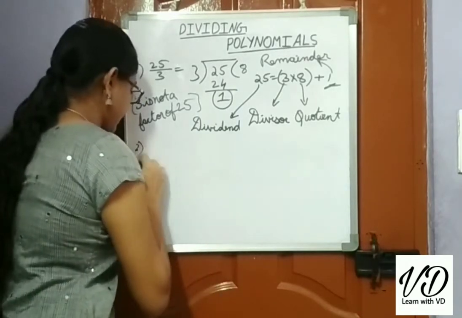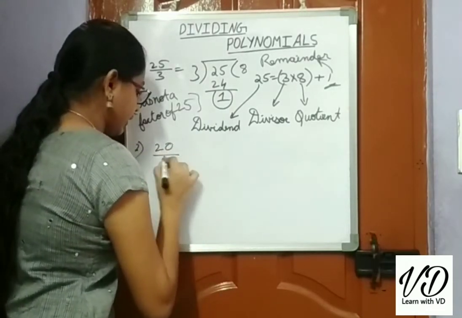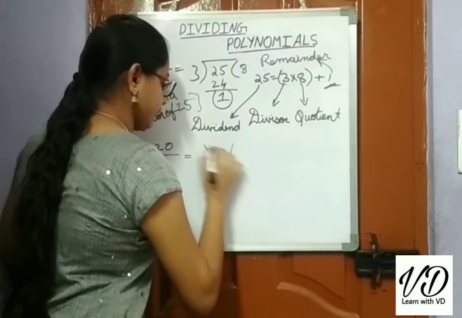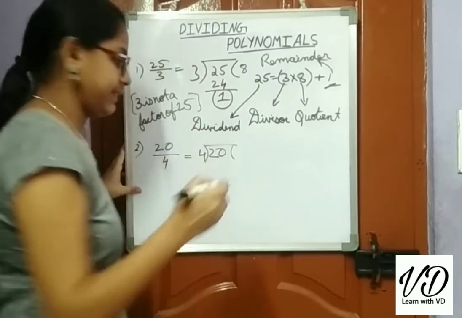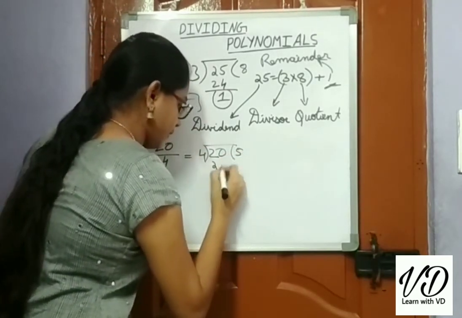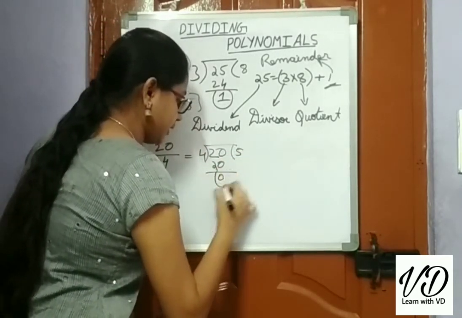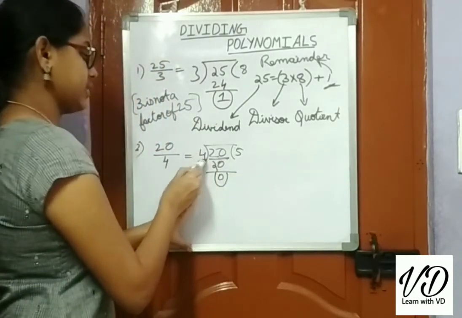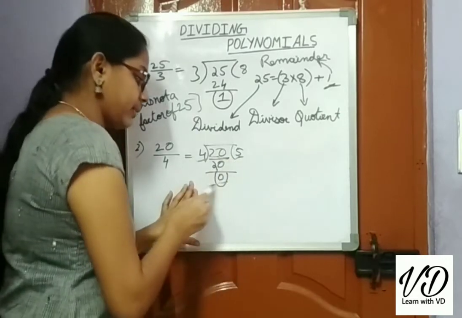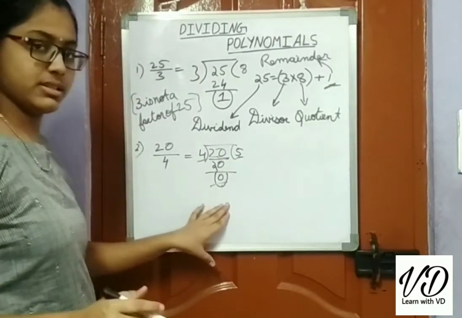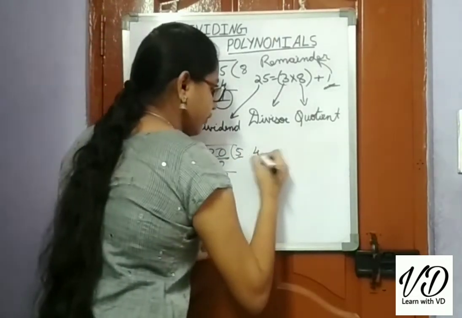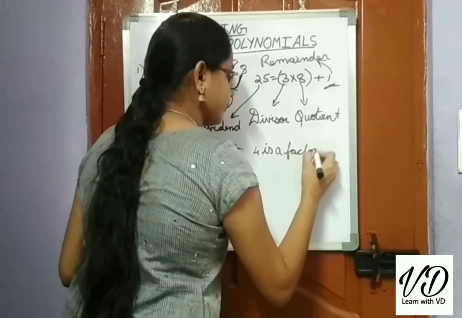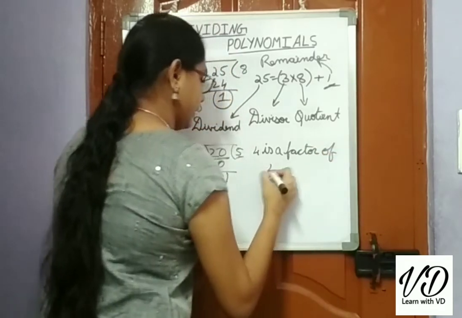Let's take another example, 20 by 4. Here I am dividing 20. 4 fives are 20. We got a remainder 0. Here the dividend is 20, the divisor is 4, the quotient is 5, and the remainder is 0. Here we got a remainder 0, so we can say that 4 is a factor of 20.